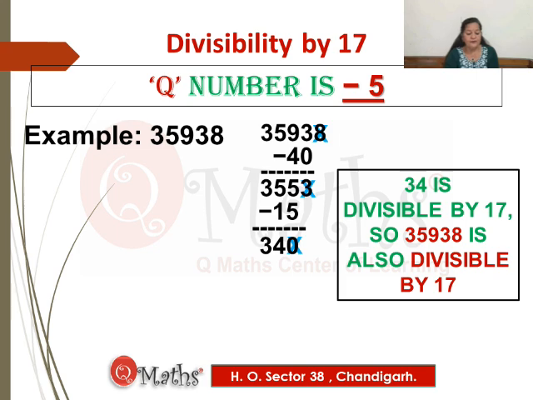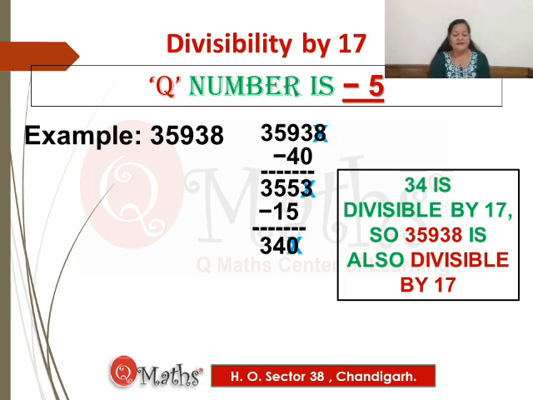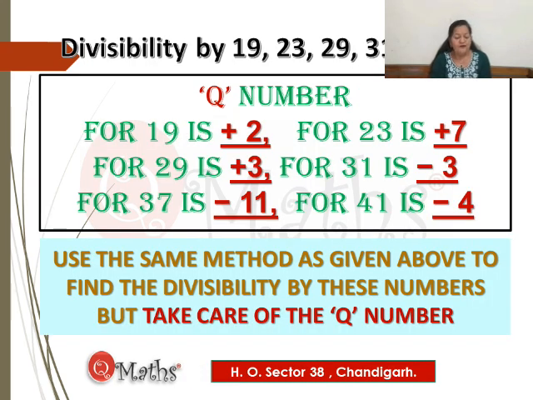So a quick Q number table. 19 is plus 2. For 23 it is plus 7. For 29 it is plus 3. For 31 it is minus 3. For 37 it is minus 11. And 41 it is minus 4. You can use exactly the same method for all these numbers. Only the Q number changes.